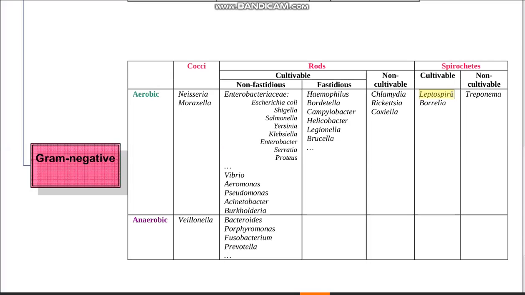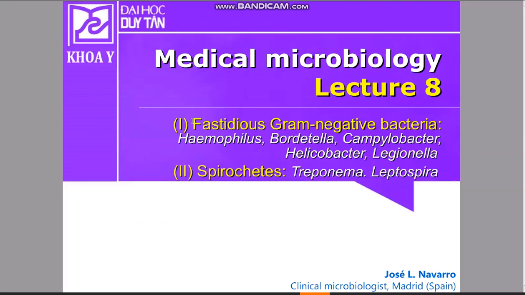Okay? So we are going to study many things today. So maybe we don't have enough time. We will try. So we are here. The first part of the class is the study of fastidious gram-negative bacteria: Haemophilus, Bordetella, Campylobacter, Helicobacter, and Legionella.